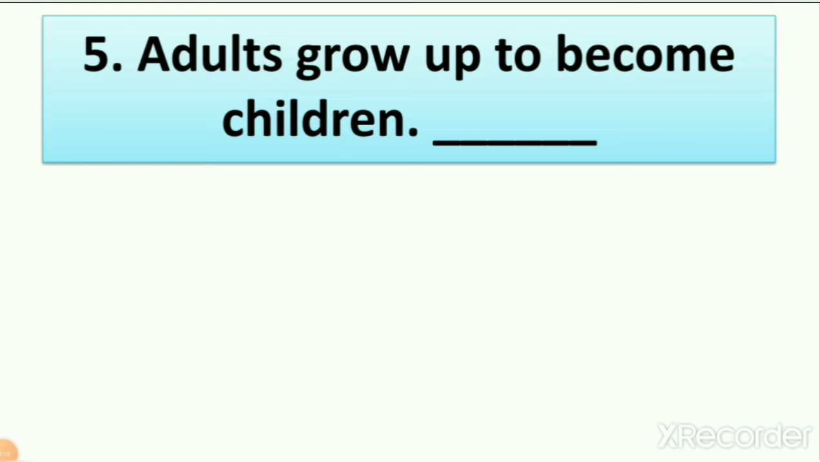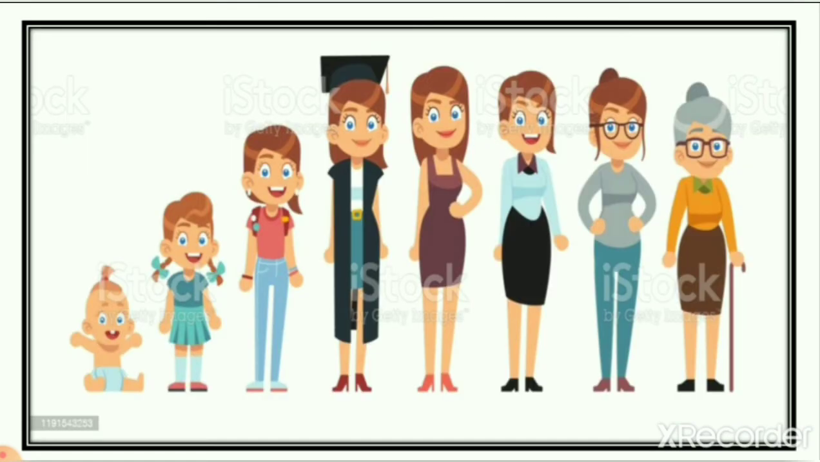Number 5. Adults grow up to become children. Now when we learn about adults, we learn that adults are already grown up people. Children grow up and become adults, right? So here you can see the picture of one girl. You can see a small child become an adult. So it means this sentence is wrong. Why? Because children grow up and become adults, right?